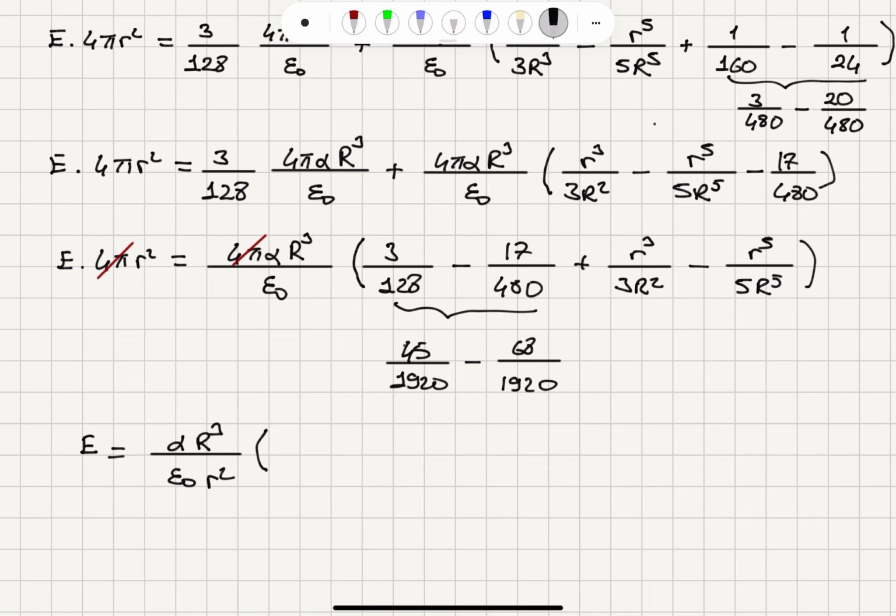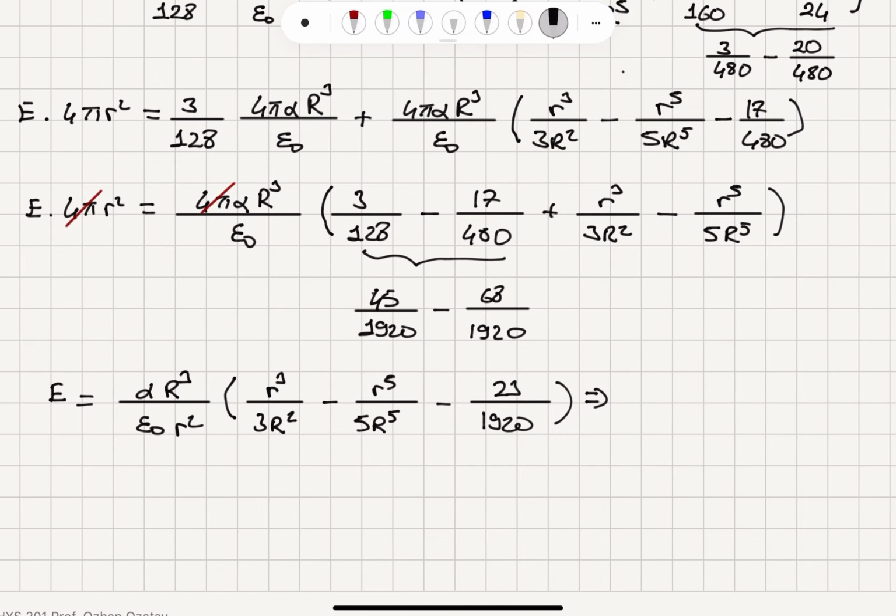Then I have R cube divided by 3 capital R square minus R to the 5th power divided by 5 capital R to the 5th power. And 45 minus 68 is minus 23. Minus 23 over 1920. So I can now report my final answer in terms of capital Q.